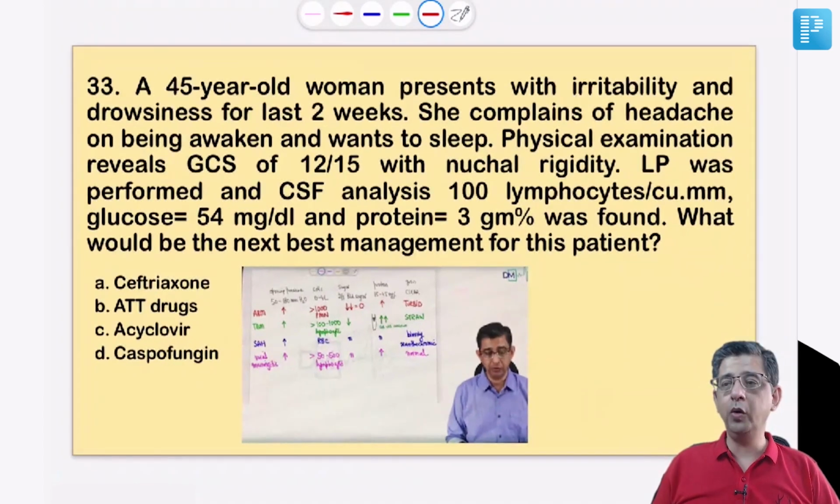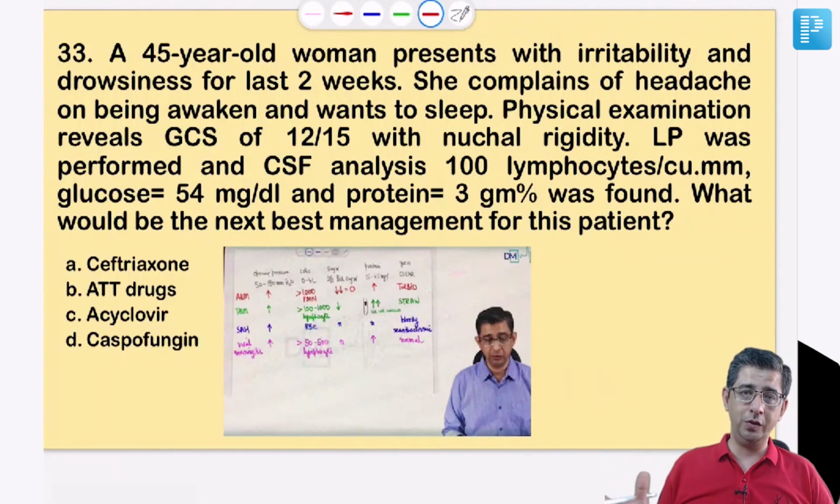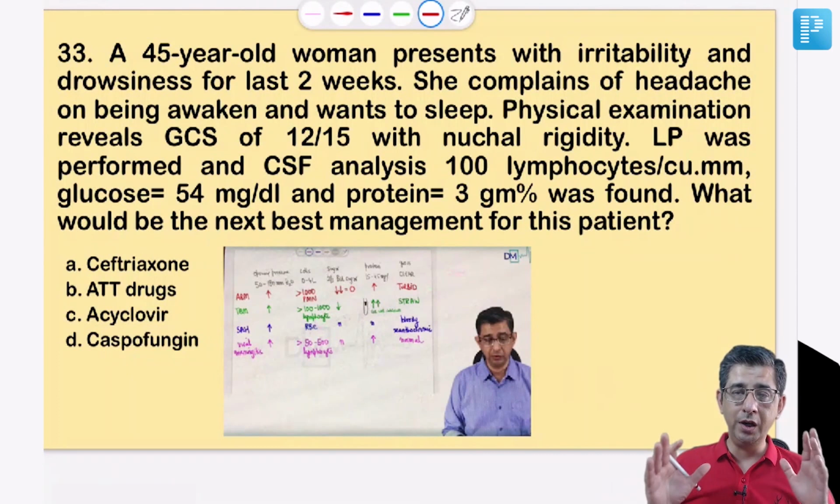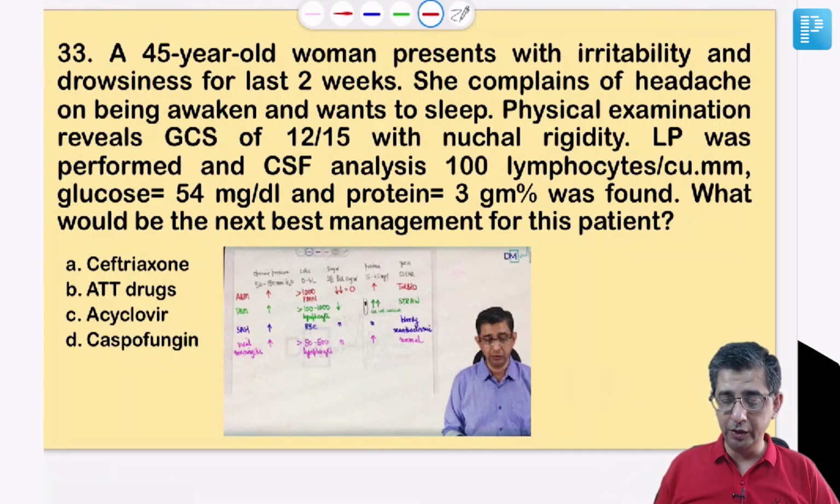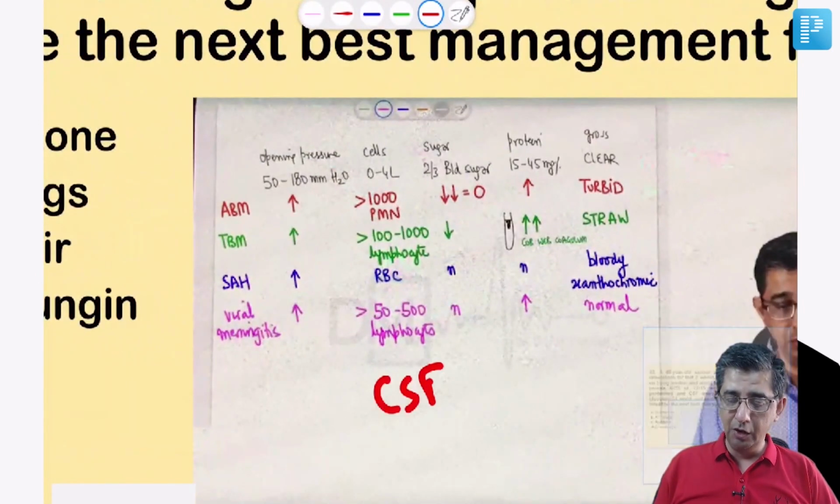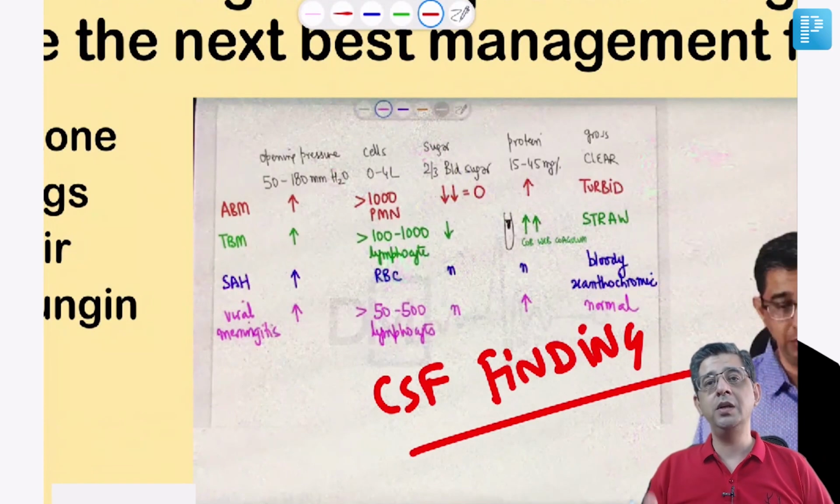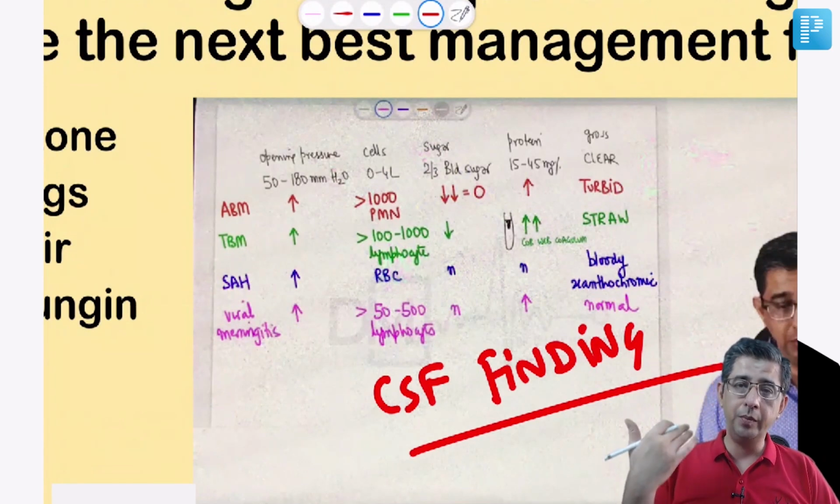Coming to 33, a pure internal medicine question. This talks about a person having drowsiness and irritability, and the sheer length of the question bogged people down. But I want to highlight that even before I read this question, if you go in the app, I have discussed the CSF findings for the following situations. I have talked about acute bacterial meningitis, tubercular meningitis, subarachnoid hemorrhage, viral meningitis.